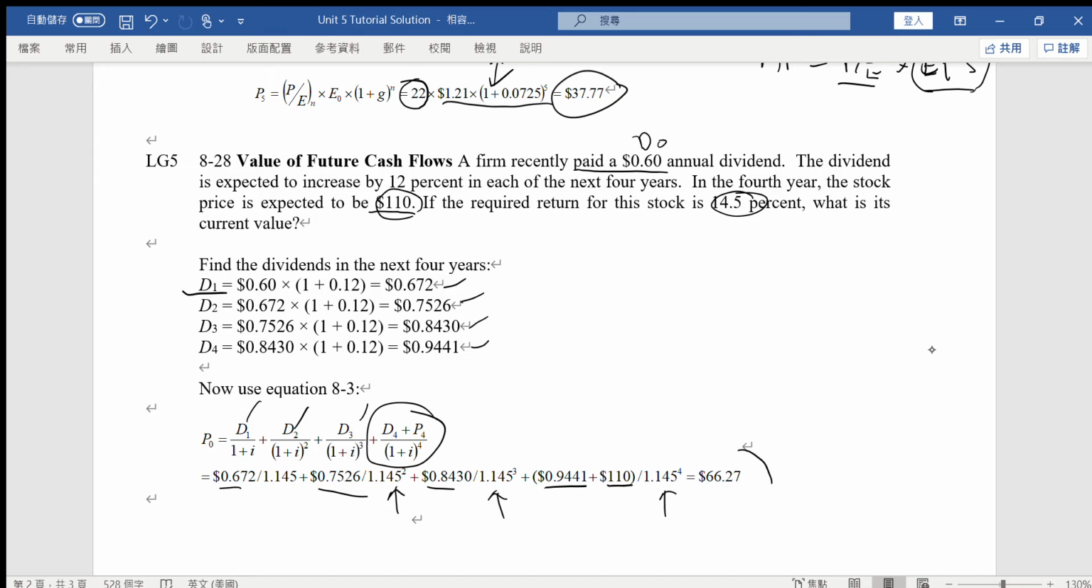And then finally, we can work out at the present moment the stock value will be just 66.27. 66.27, but compared to 4 years later, that will be worth around 110. No matter how, we want to know how much it's worth at the present moment. That's why we are supposed to work out the figure by the basic valuation method.